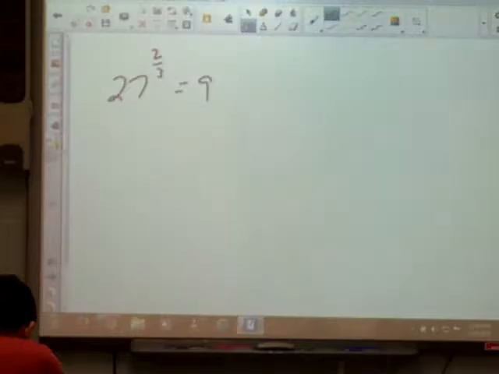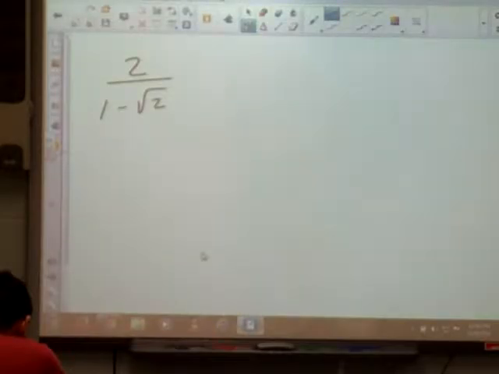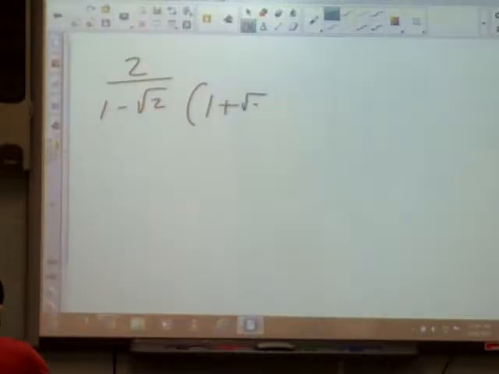All right, 6, we got 2 over 1 minus the square root of 2. Deal with this is, remember the rule, you can't leave a radical on bottom. So we can cancel out a radical on bottom several different ways, but this one's a binomial. When it's a binomial, the only way we can cancel it out is to multiply by the conjugate. Remember, the conjugate's just the opposite sign. So we're going to multiply top and bottom by 1 plus the square root of 2.